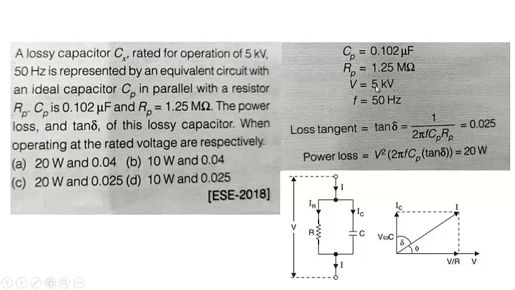So power loss, as we know, is equal to V square omega C into tan delta. V square is given, that is 5 kV, and 2 pi f. Now everything is given, and it comes out to be 20 watts. So the answer will be option C.